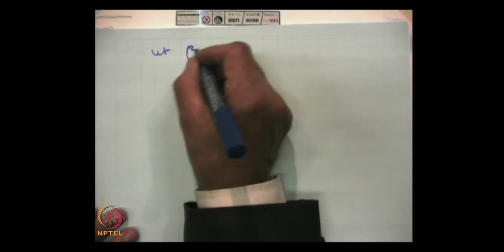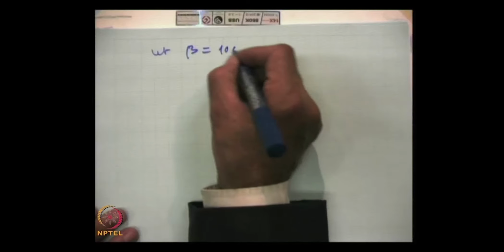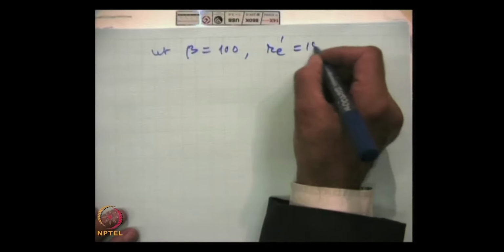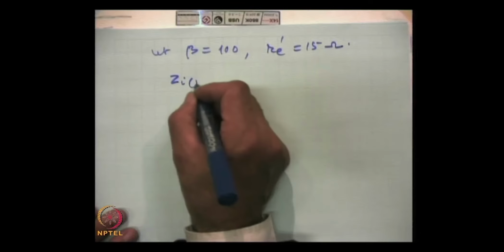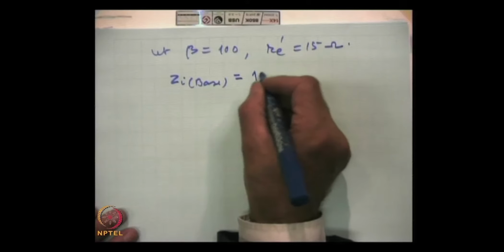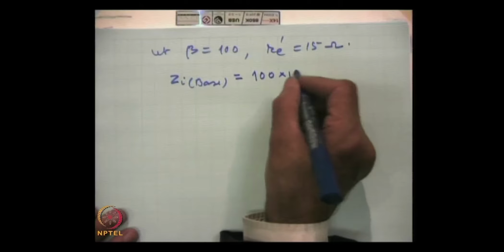So, let beta be 100 and dynamic ammeter resistance be 15 ohms, then Z I base is equal to 100 into 15.